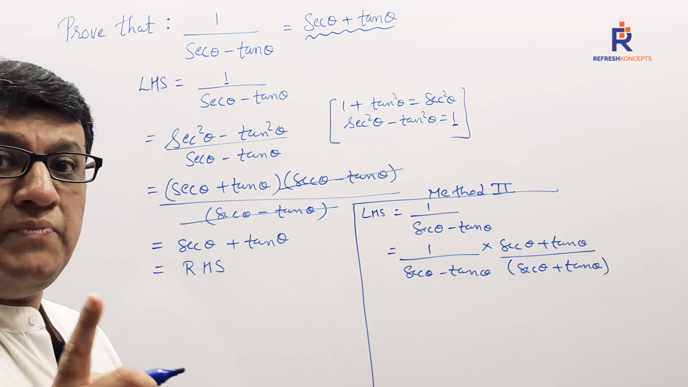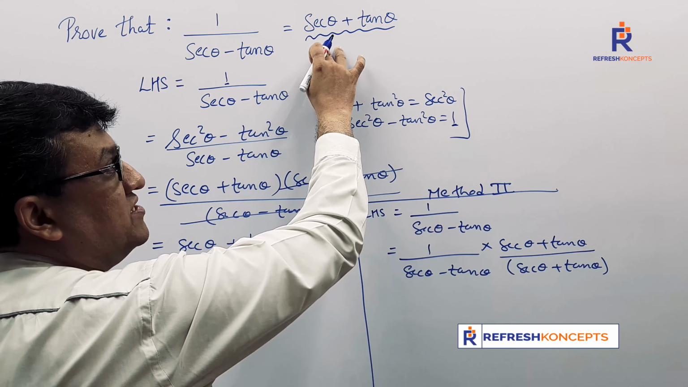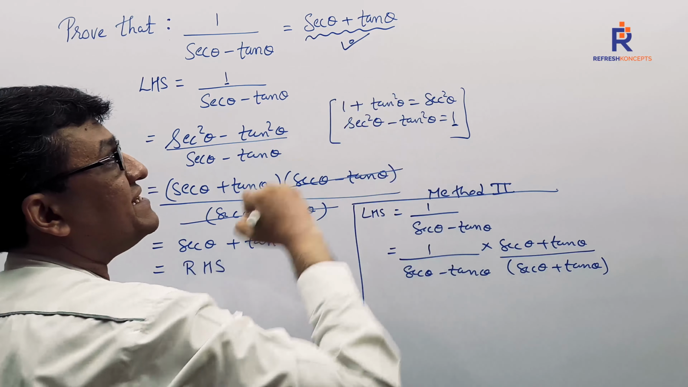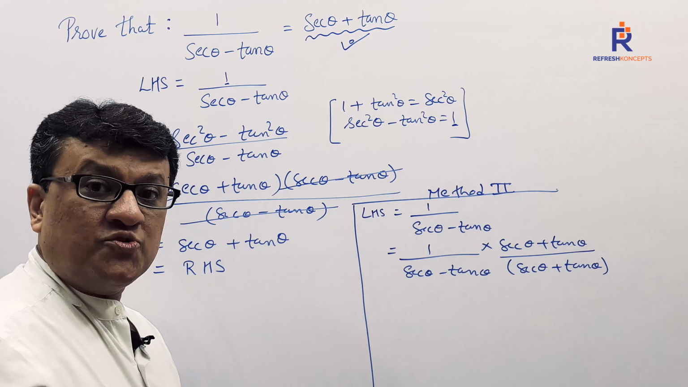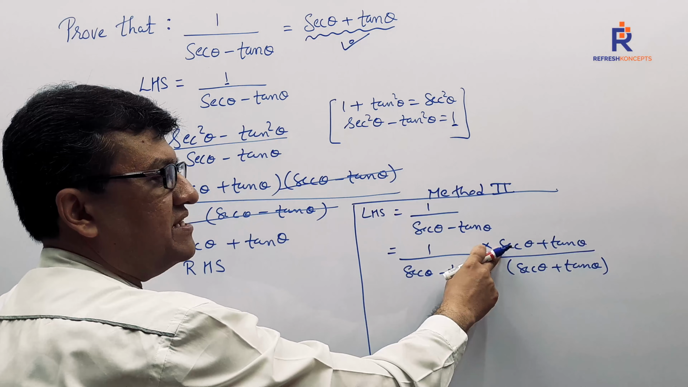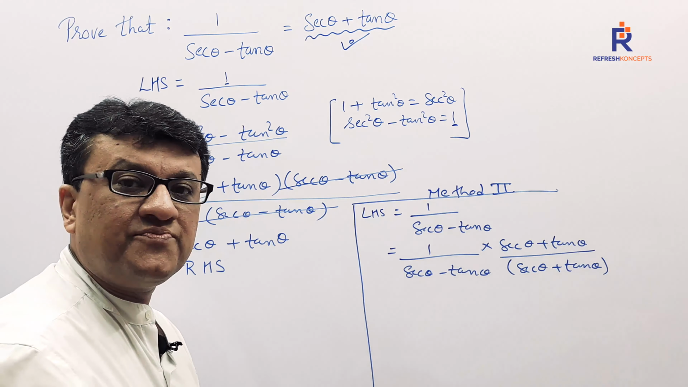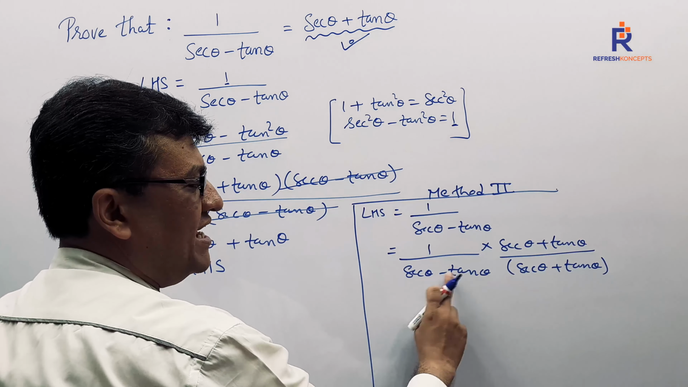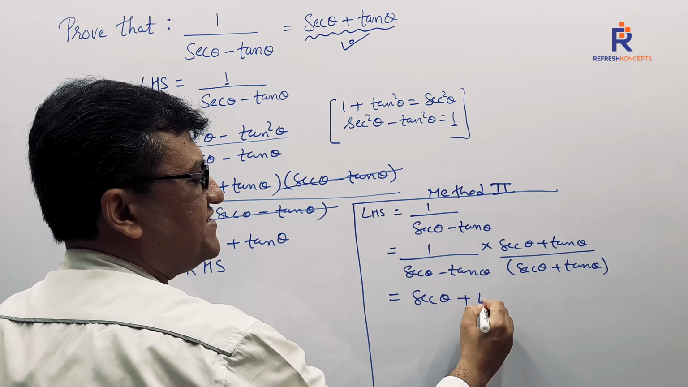Again, I'll tell you what made me take this particular step. I saw my LHS, I saw my RHS. My RHS had sec theta plus tan theta in the numerator, whereas I was having only 1. So we want sec theta plus tan theta. That tells me to multiply by sec theta plus tan theta. Whatever we do in the numerator is what we are supposed to do in the denominator also. Now children, don't you think so, that in the numerator we have sec theta plus tan theta?